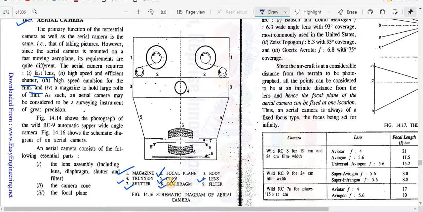Eighth is your diaphragm. It is just below your shutter. And ninth is your filter. So this is the whole assembly of your aerial camera. Okay, I think this much is sufficient for the introductory part of photogrammetric surveying, which is divided into two categories, that is terrestrial photogrammetric surveying and aerial photogrammetric surveying.